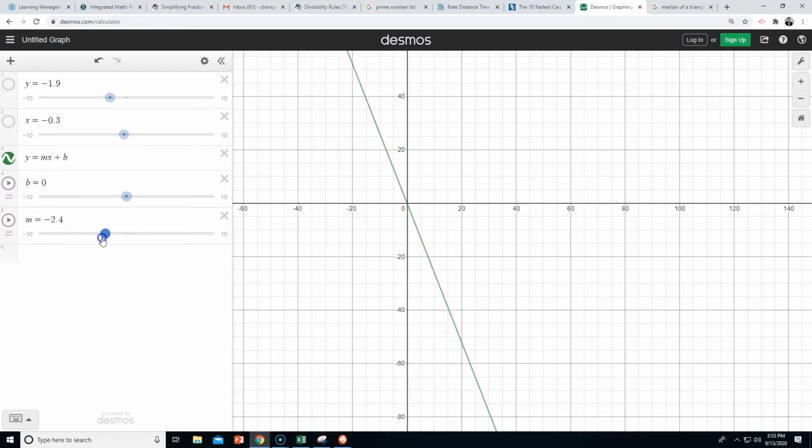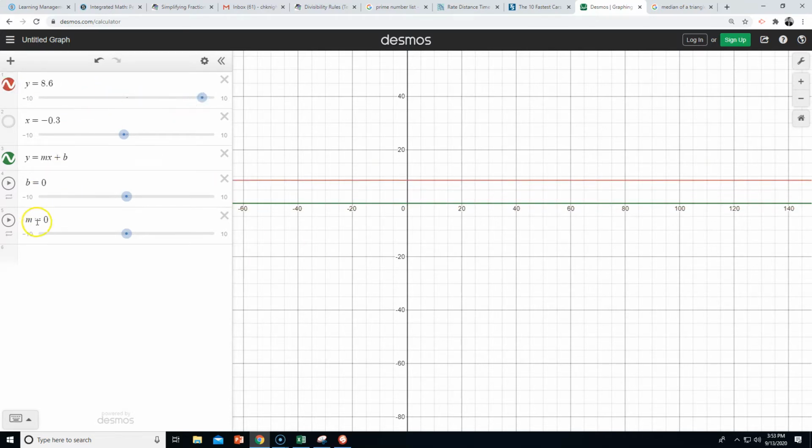Okay. Now, if the slope is 0, you can see I basically have a horizontal line just like my y equals. Well, if I think about this, if my m equals 0, right, then my mx term goes away and I'm left with y equals whatever b is.